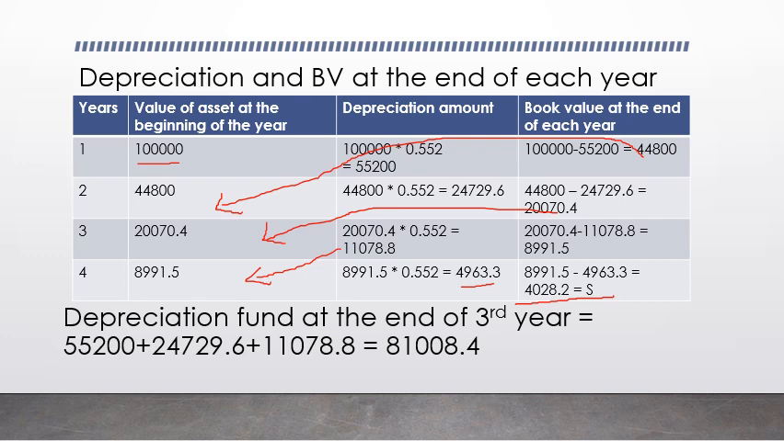And hence the depreciation fund at the end of the third year is, what is that? The depreciation during the first year, 55,200, plus the depreciation during the second year, 24,729.6, plus the depreciation during the third year, 11,078. When you add these three things, the depreciation fund at the end of the third year comes out to be 81,008.4 rupees. So this is how the depreciation fund and the book value are calculated. What is the book value at the end of the third year? Directly it is available, 8991. So preparation of this table is very critical for any problems associated with depreciation.